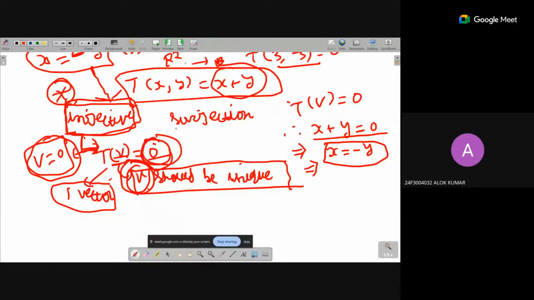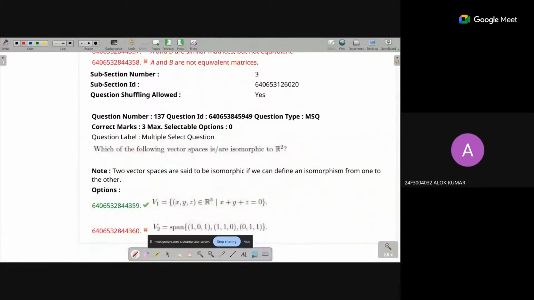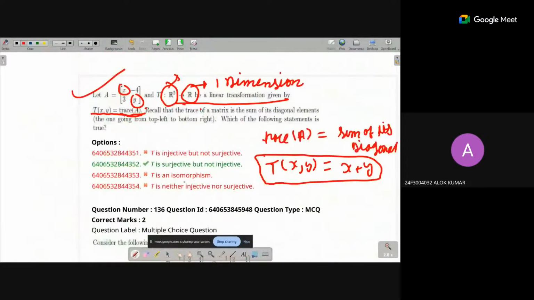Any doubt in checking injection? Yes, sir, it's clear. Okay, so we can say that T is not injective. Now the second point is surjective.